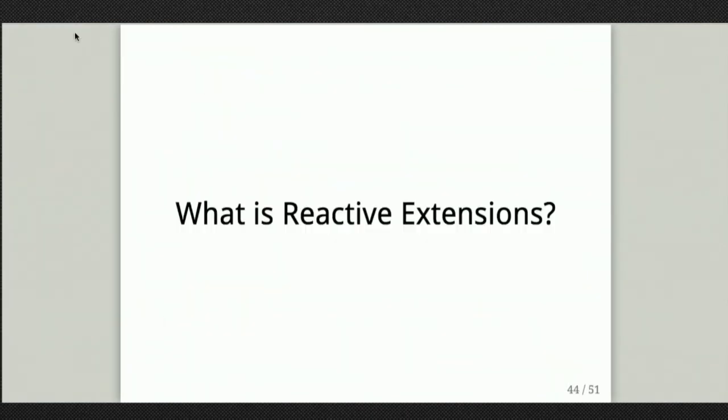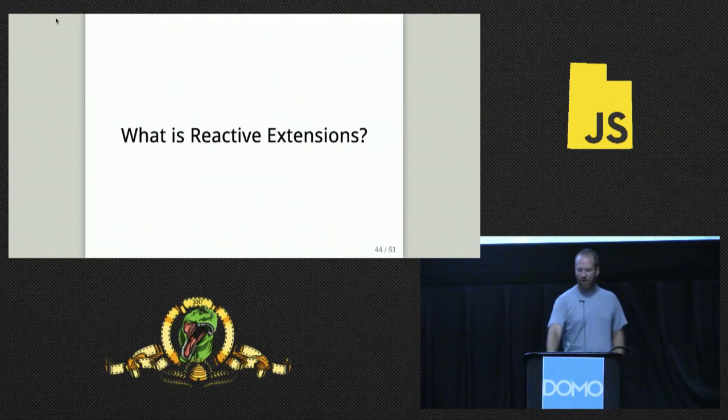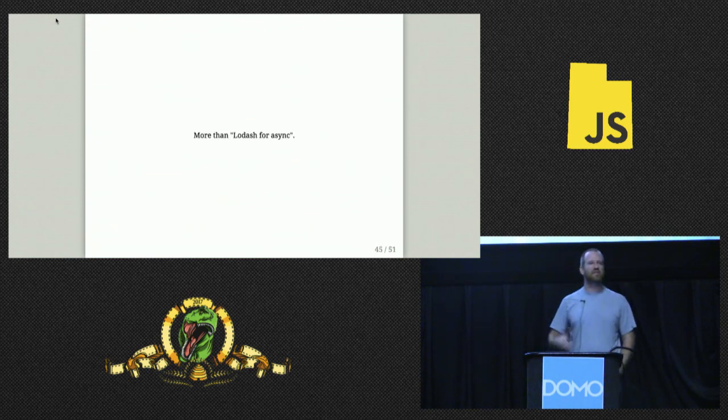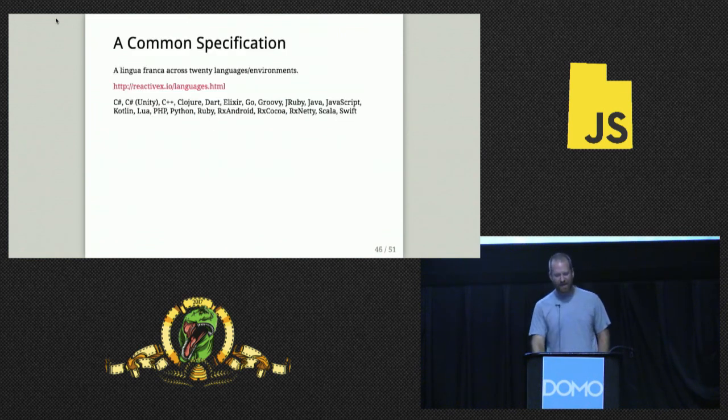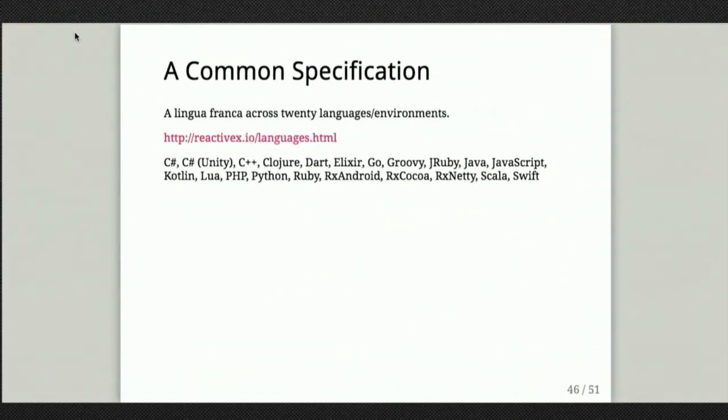All right, so we've been talking a bit. We're running up on the end here. So what is reactive extensions? Well, it's more than Lodash for async. If you've heard that tag phrase before, it's way more than that. It's a common specification. It's a lingua franca across 20 different languages or environments. They're listed here, right? So if you learn Rx in one language, a lot of those ideas are going to be applicable in the other language.